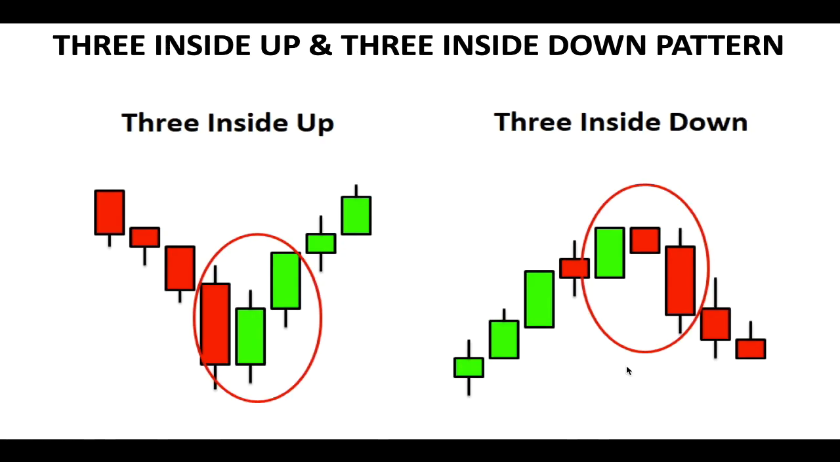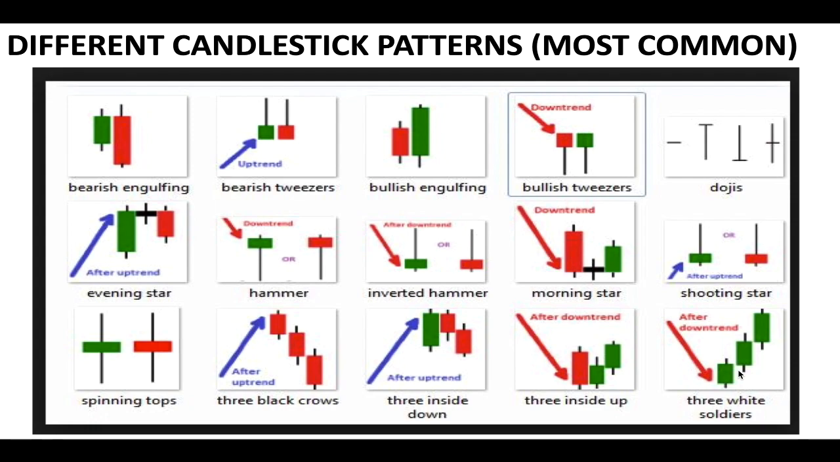So the next pattern is your three inside up and three inside down. The way I see these candlestick patterns is that it's a variation of an engulfing pattern. So those are all the candlestick patterns, the most common ones in isolation. To summarize, to increase the effectiveness of these candlesticks, or at least help you filter out all the false signals, there must be a preceding trend into these candlesticks.